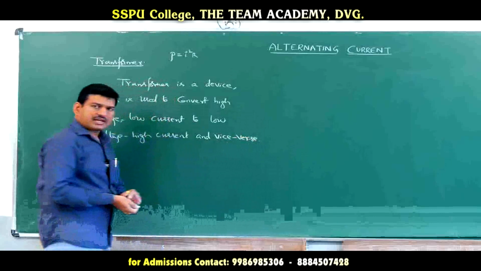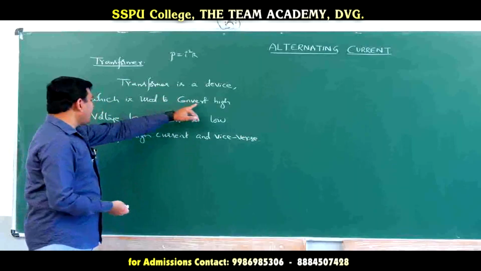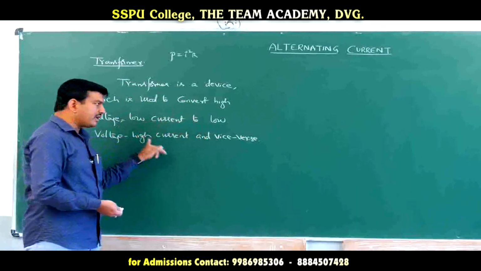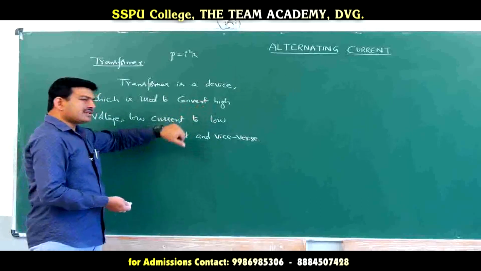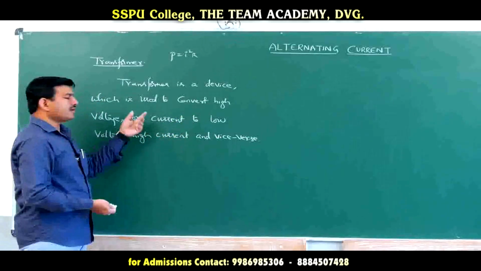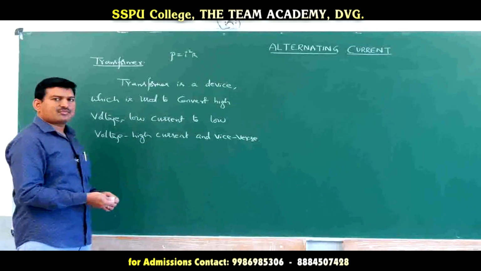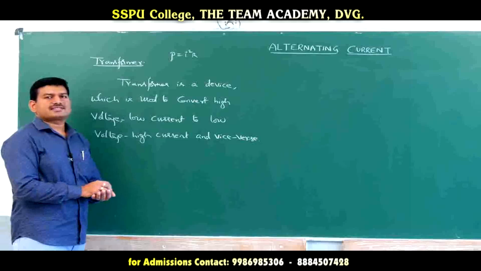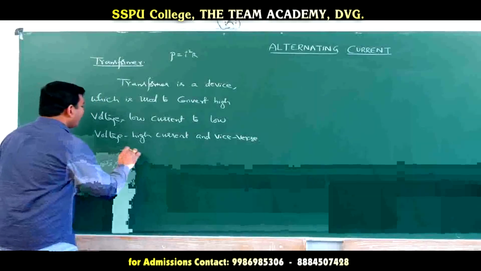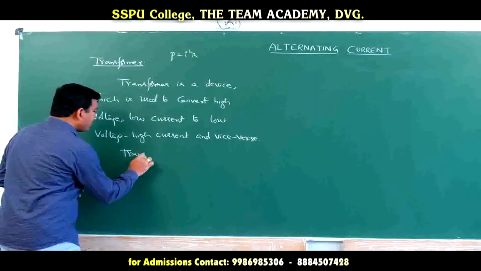So either you can use a transformer for converting the high voltage low current to low voltage high current, otherwise low voltage high current to high voltage low current. Based on the type of conversion, we are having two types of transformers as step up transformer and step down transformer. Transformer works on which principle?